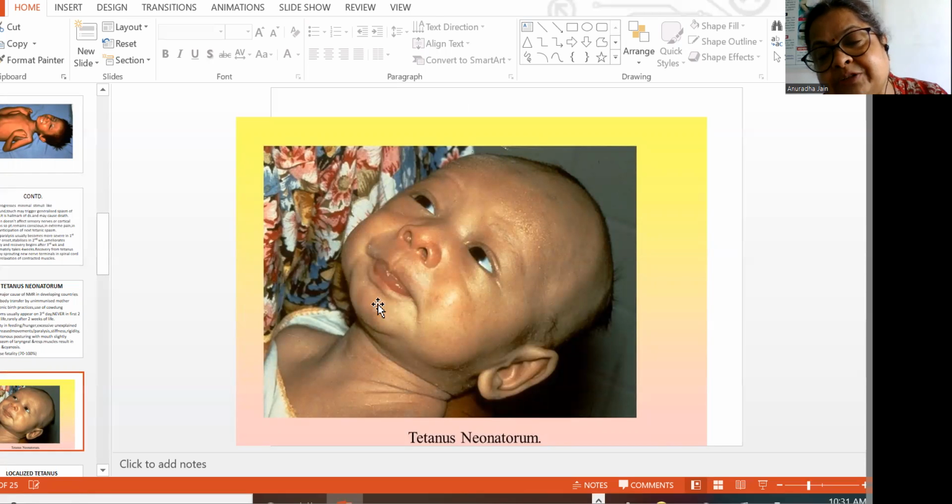Now see the neonatal tetanus like this. Here there is lockjaw, risus sardonicus, spasm of the muscles. The child is not able to open the mouth. There is contraction of the neck muscles also. Loss of facial expressions. See, so this is the typical look of neonatal tetanus.